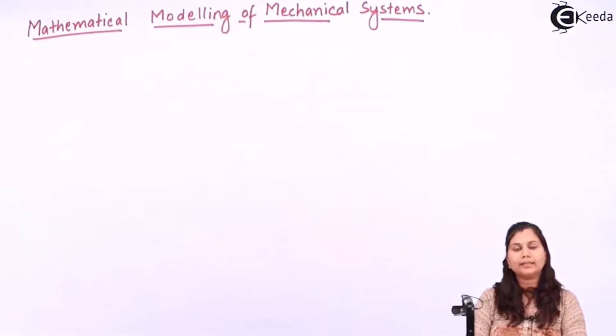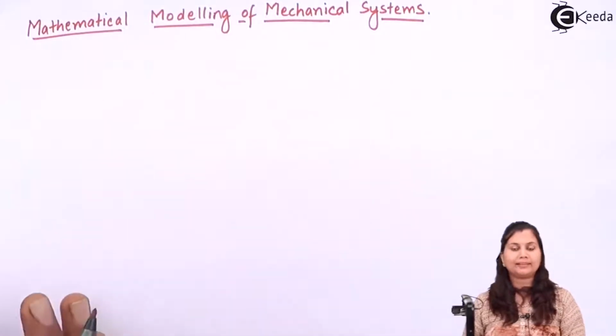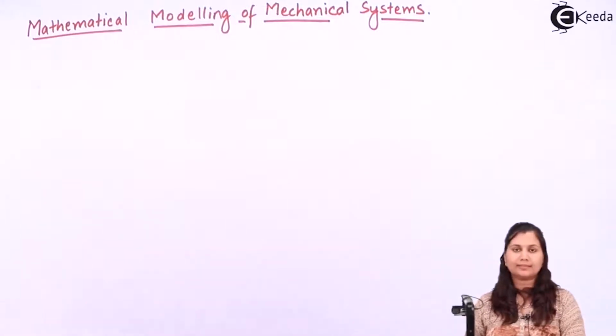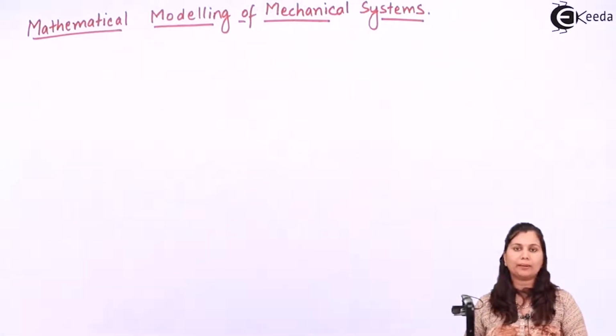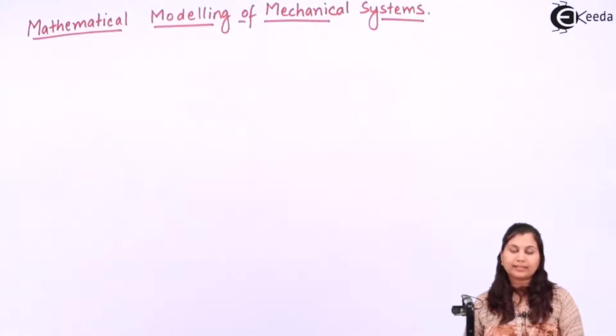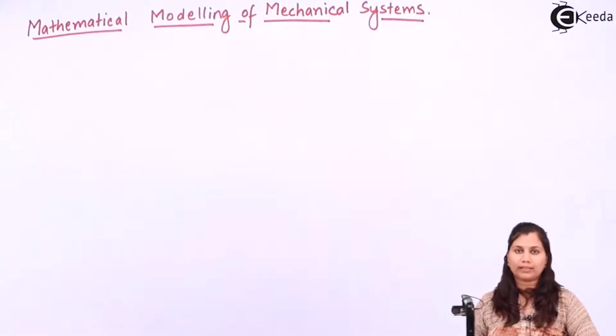Mathematical modeling means that we are making the mathematical model, or we are representing the mechanical systems with the help of some equations. Mathematical equations or linear equations are involved in it, and we are representing the mechanical system with the help of some equations. In this way, if we represent a system, it is called the mathematical modeling. Okay.